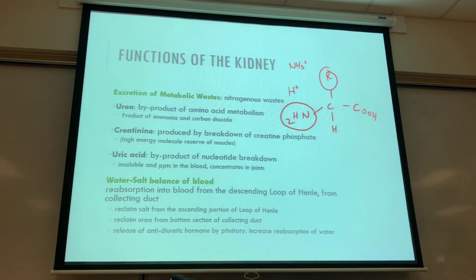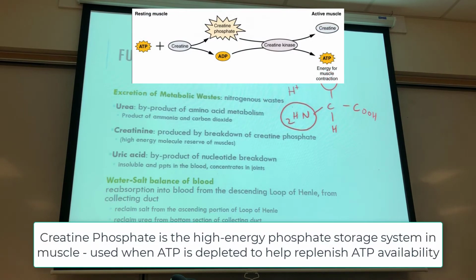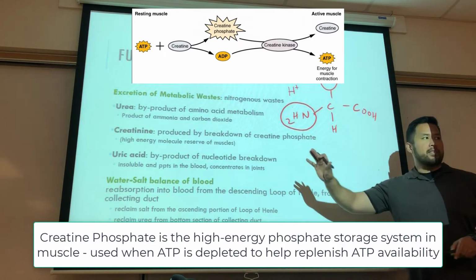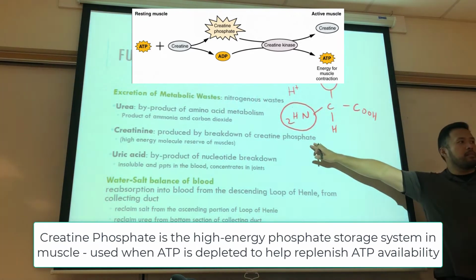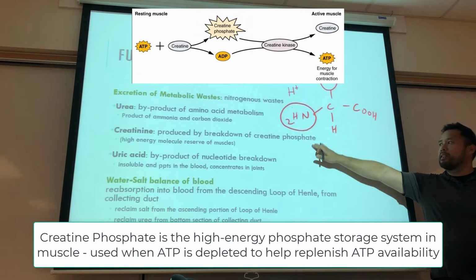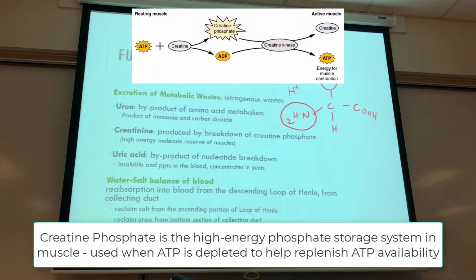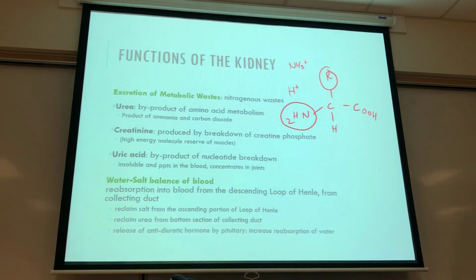Creatinine is the breakdown of creatine phosphate. And we haven't talked about creatine phosphate because we didn't really get into muscle physiology. But one of the ways that we're able to store ATP in the muscle is through creatine phosphate. So this is our storage for creatine phosphate. And whenever we break apart creatine phosphate, we create something called creatinine.